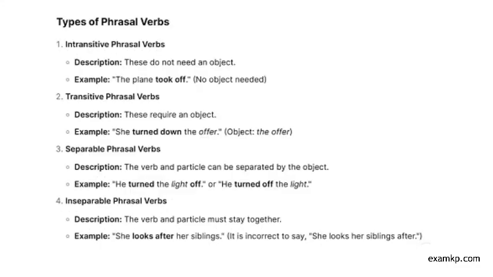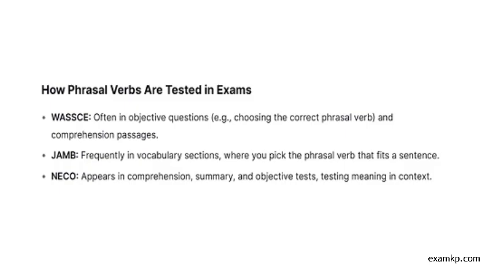Some, like in the sentence the plane took off, don't need an object to make sense. Others do. And here's the really tricky part. Some can be separated. You can say he turned the light off or he turned off the light. Both work. But then others, like she looks after her siblings, have to stay together. You can't say she looks her siblings after. Just knowing that these different types exist helps you spot them in action.